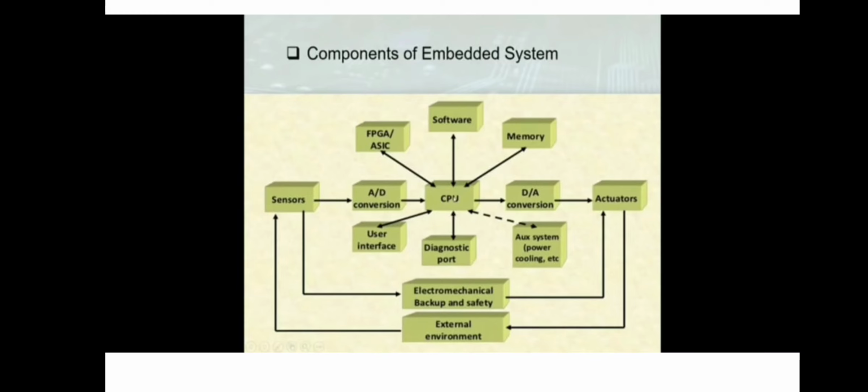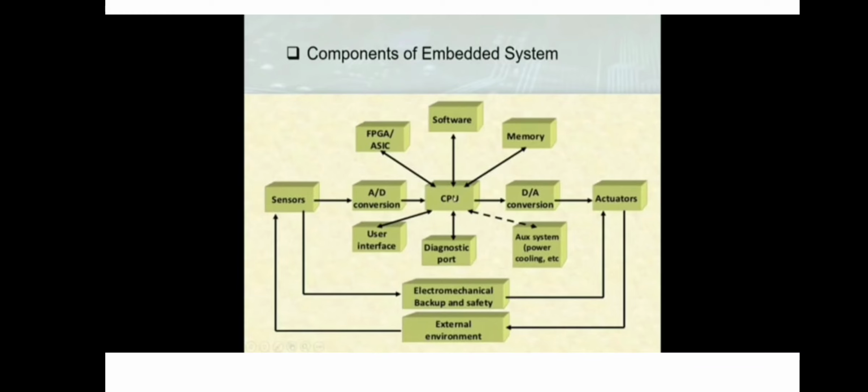The diagnostic port is a type of port used to check whether each device in the embedded system is working properly, whether each port is doing its work or not. For checking purposes, we are using this diagnostic port. And the next one is the auxiliary system. This auxiliary system consists of the power system and cooling, and it consists of FPGA and ASIC. And the next one is software, meaning the code we write. It also comes under software.